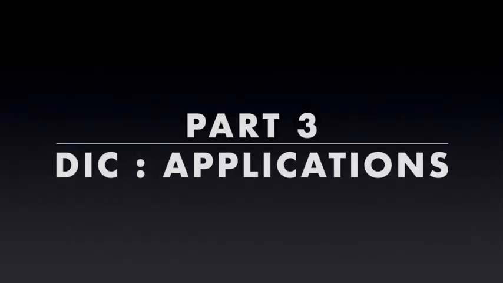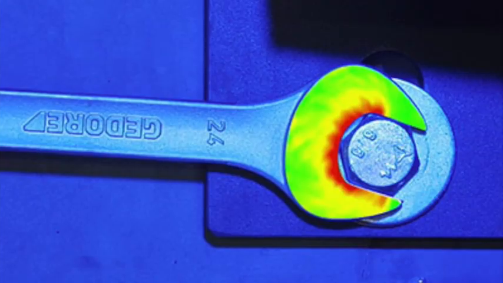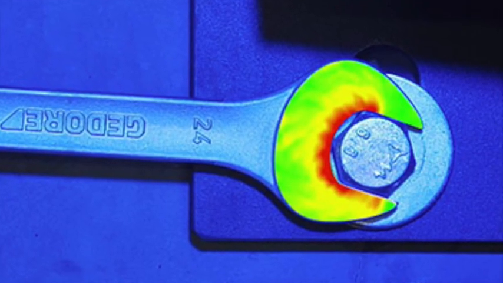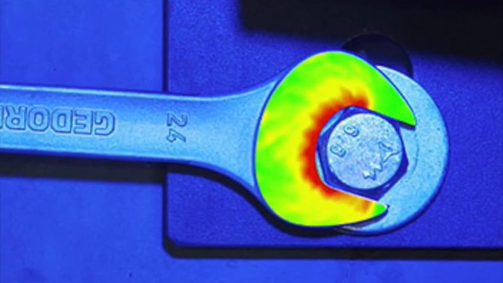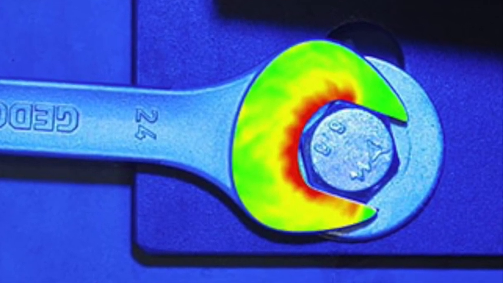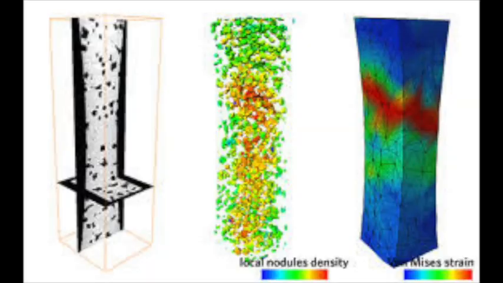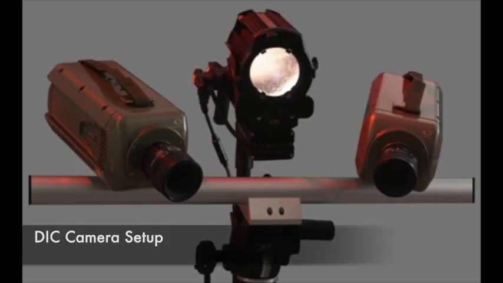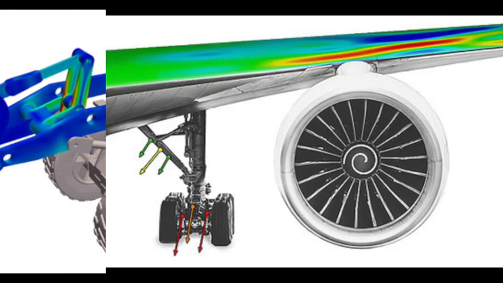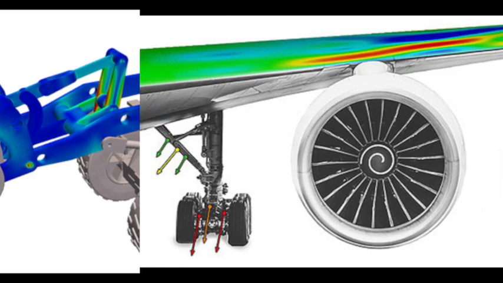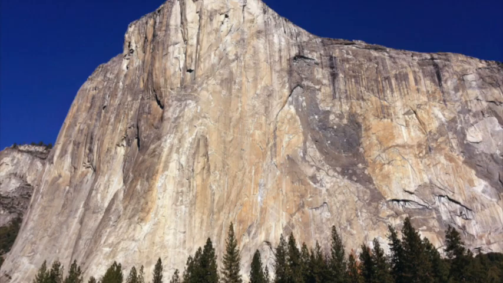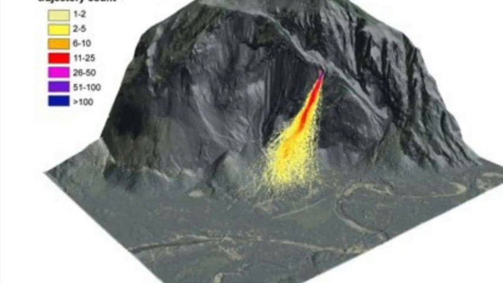So let's talk about the DIC applications. One of the first applications of the DIC is to measure thermal expansion. So the DIC can measure the difference in size of a tool when put under heat. The DIC is a non-intrusive measurement tool, so it's also really good to measure displacement in extreme conditions compared to the strain gauge.